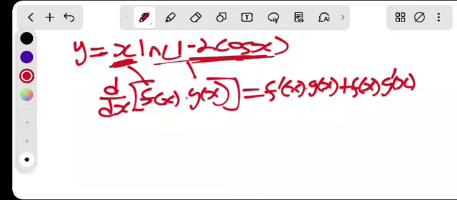So if we take dy over dx of this using our product rule, we take the derivative of the first. The derivative of x is what?